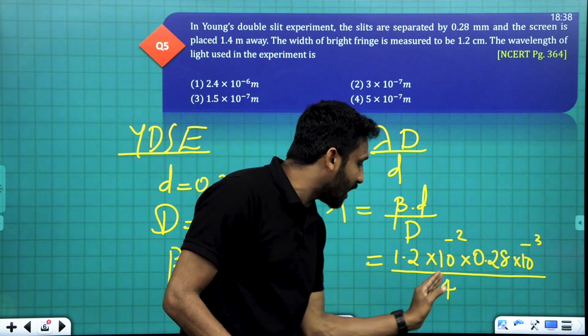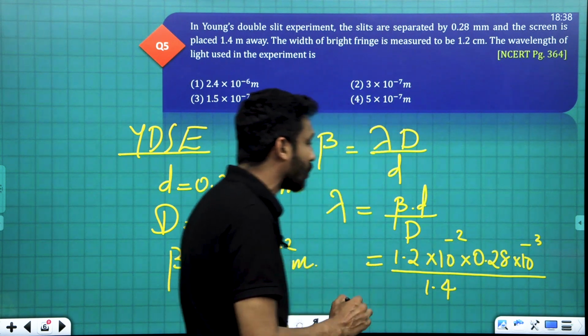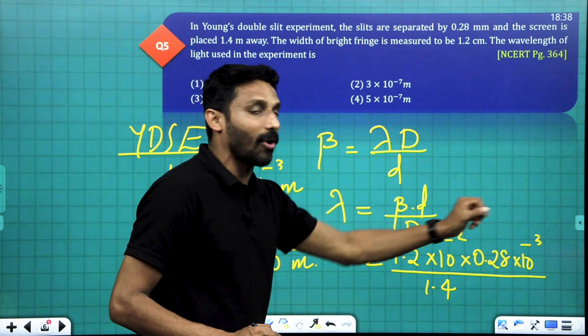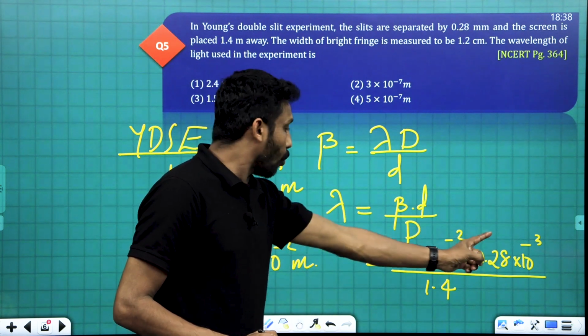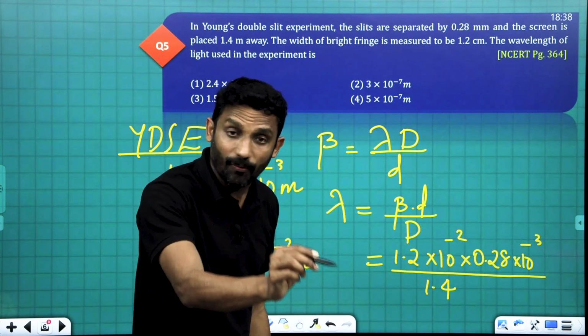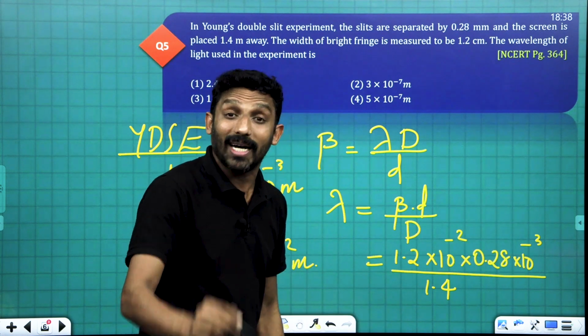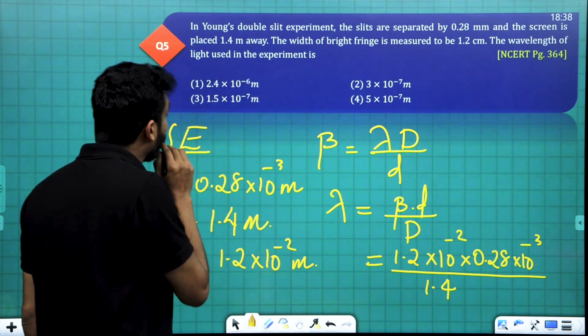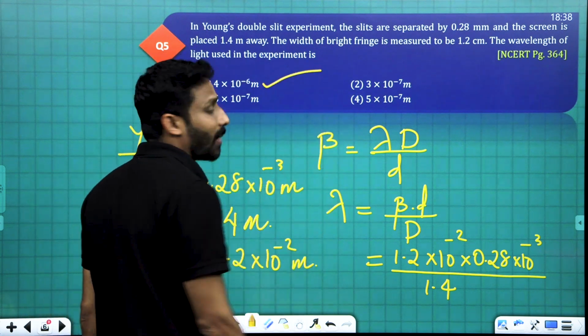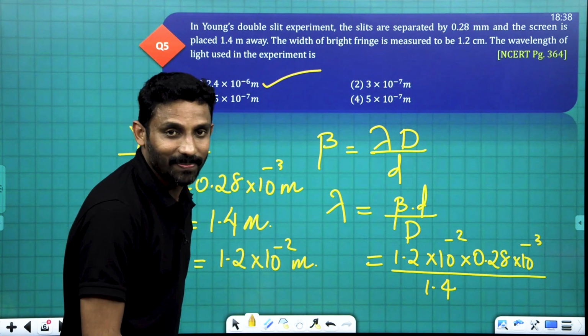Then 2.8 and 1.4 cancel. We get 2 into 10 power minus 4. 2 into 1.2 is 2.4. 2.4 into 10 raised to minus 4, then with 10 power minus 2 it is 10 power minus 6. So 2.4 into 10 power minus 6, option A.